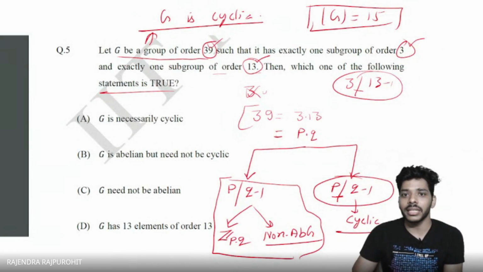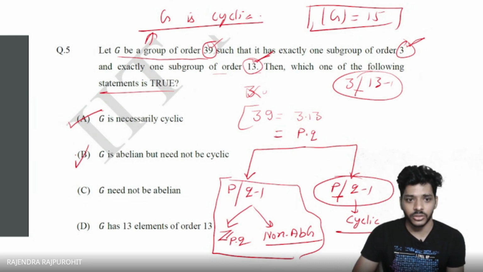Okay, so there is a unique subgroup of order 13 and a unique subgroup of order 3. You can just go for that. It must be a cyclic group. There is no other possibility. Okay? You can discard this.